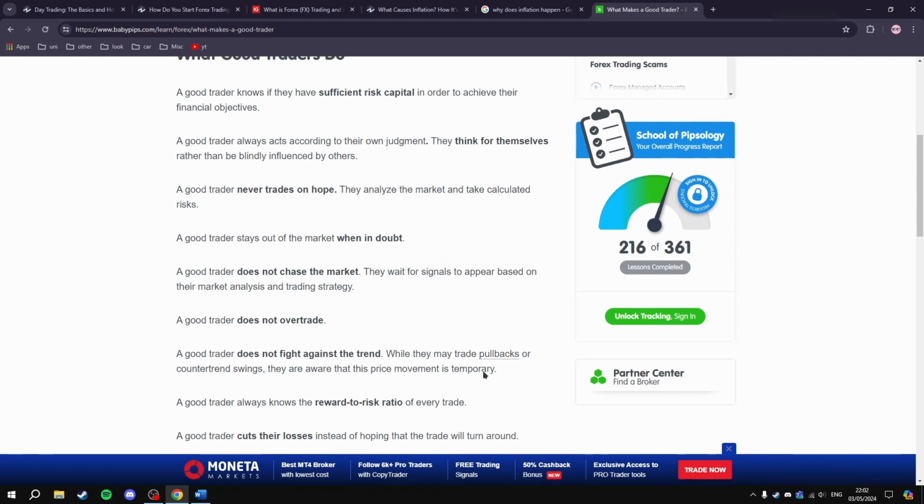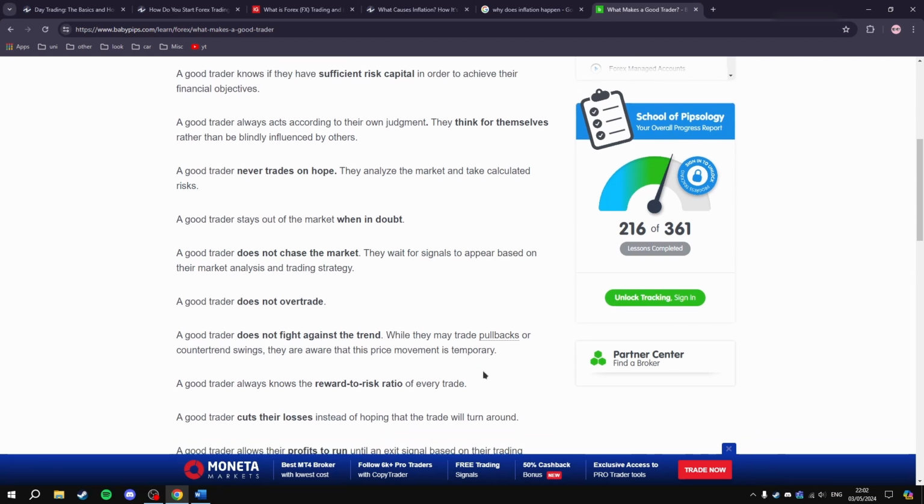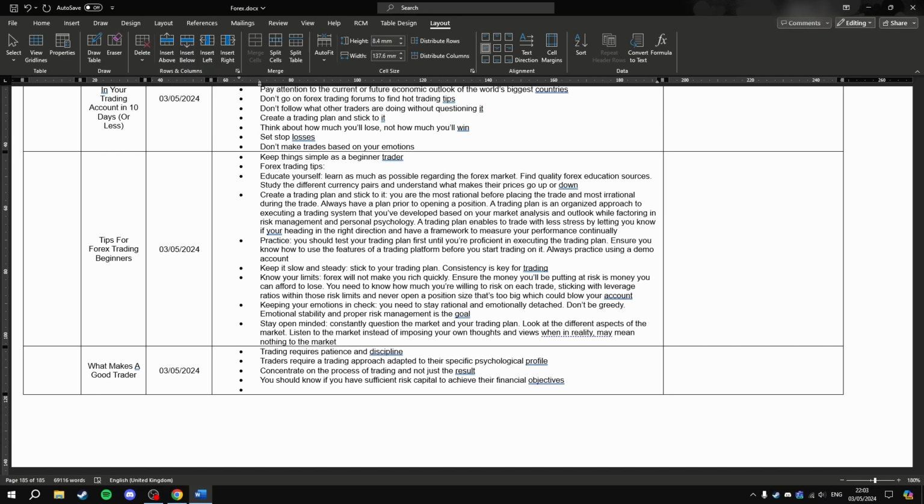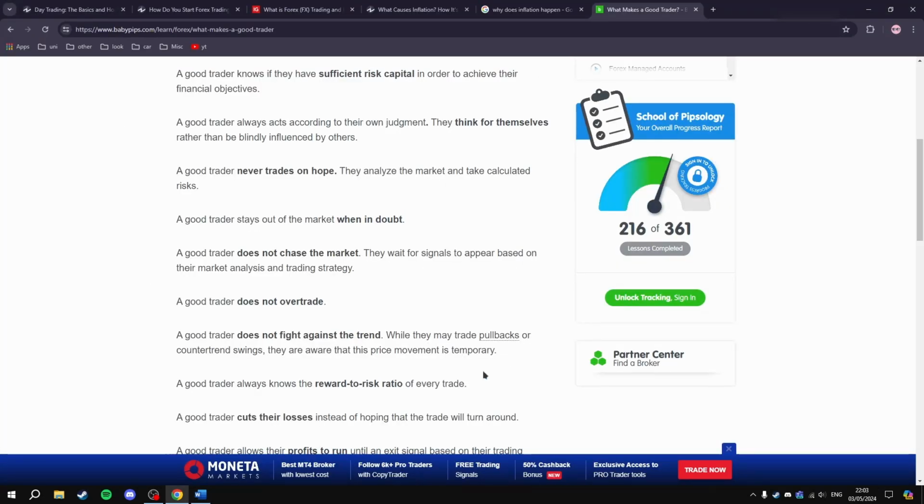A good trader knows if they have sufficient risk capital in order to achieve their financial objectives. So, you should know if you have enough money that you're willing to trade, which you can afford to lose, to achieve your financial objectives.